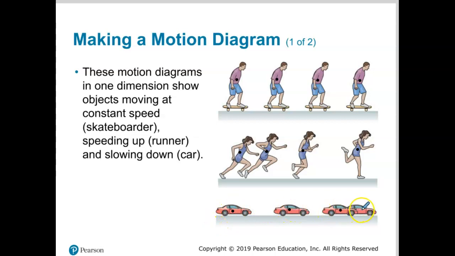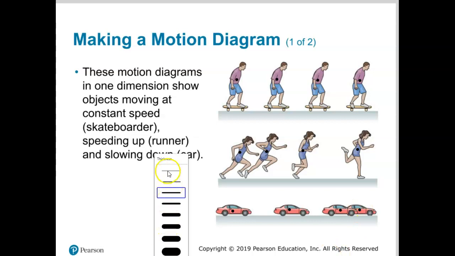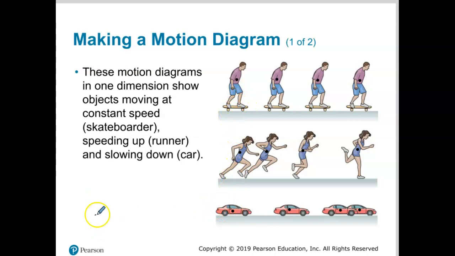So from those pictures, you can see that you have 3 different objects: a skateboarder, a runner, and a car, and they are moving in different ways. So it tells you how they're moving here. Let's just talk through why they are described that way. For the person on the skateboard, they're going at a constant velocity. So the dot represents the object, and every time a particular amount of time goes by, they put another dot. So we'll just say each dot represents 1 second of time.